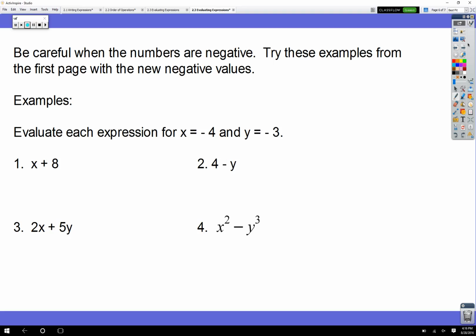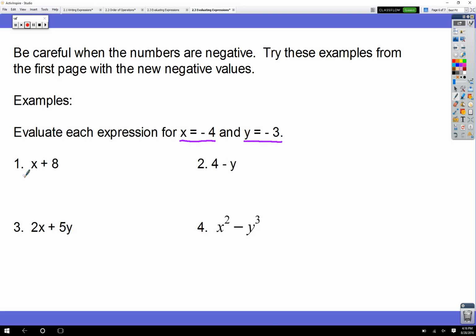Okay, this page tells us to be careful when the numbers are negative. You have to be really careful about using parentheses and making sure you follow your negative number rules. So we're going to use the same examples that we did on the first page, but now we're going to use negative values instead of positive values. So we're going to evaluate each expression for x equals negative 4 and y equals negative 3.